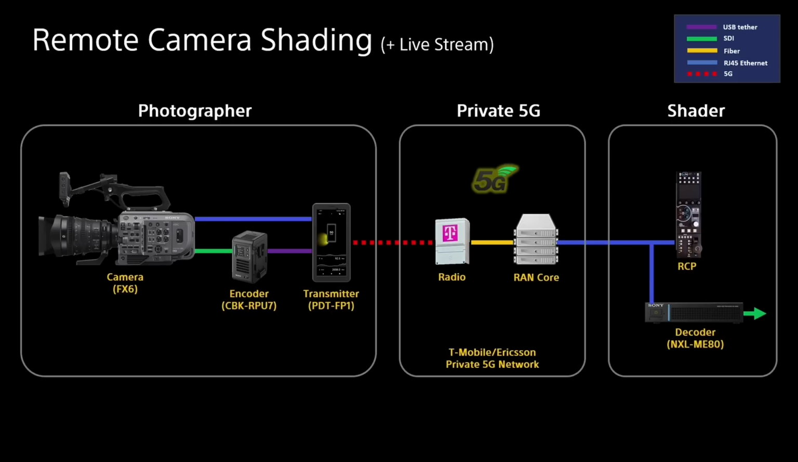PDT. So I really want to highlight the connections of the PDT here. So the PDT was doing the connection to the encoder. So it was getting the camera feed, which was SDI to the encoder, which was then connected through a USB tether into the PDT-FP1. That was handling the live video stream. And then because the PDT-FP1 has an RJ45 LAN connection on the back of it, we were able to use that to connect directly to the FX6, which then provided us the gateway or the connectivity to have that RCP control of the FX6.